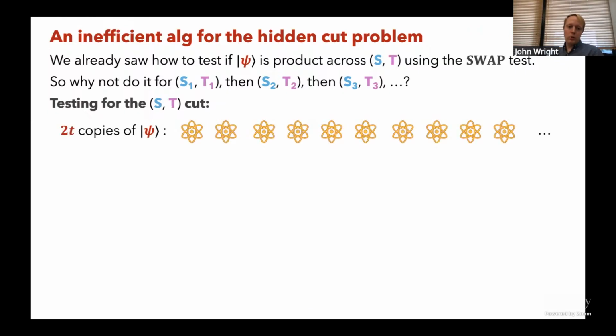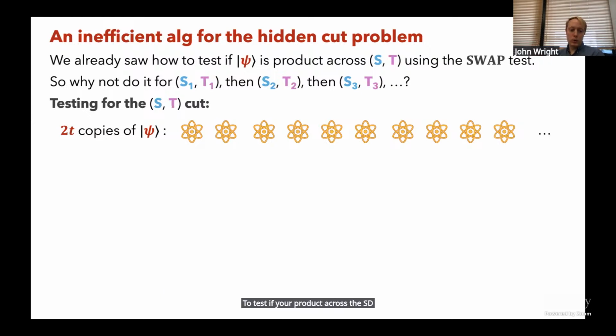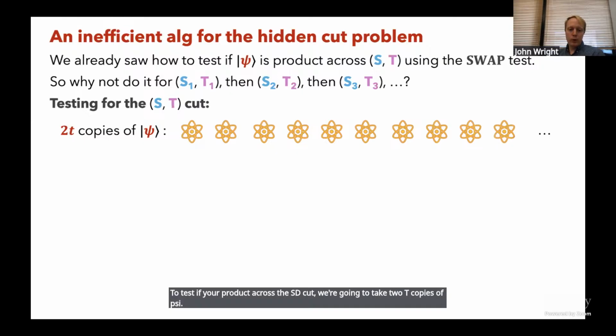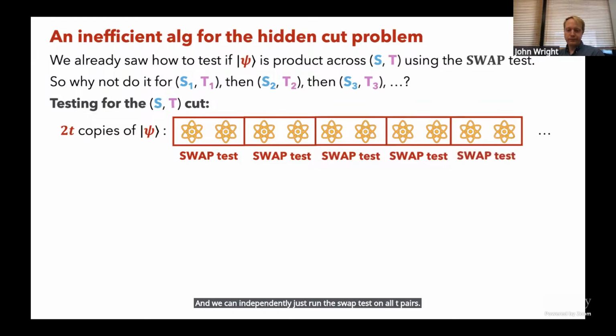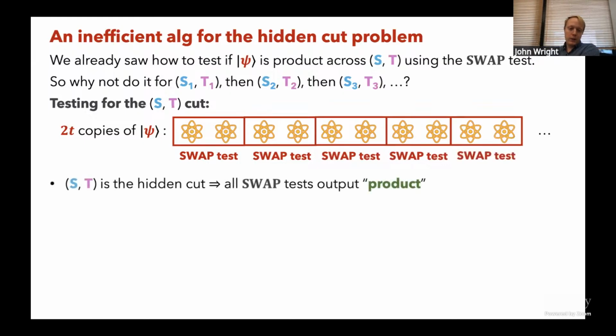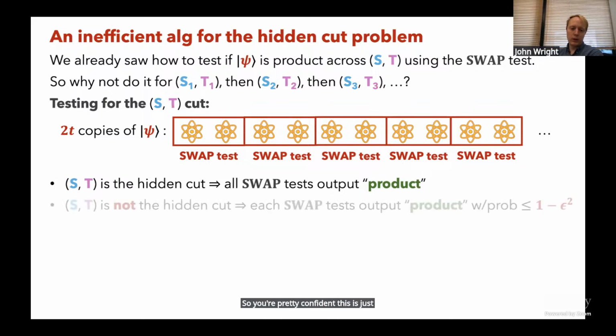So what we're going to do is, instead of just taking two copies of psi to test if you're a product across the ST cut, we're going to take two T copies of psi. And if we do that, we can group our copies into T pairs. And we can independently just run the swap test on all T pairs. Okay, so if ST is indeed the hidden cut, then every swap test is guaranteed to output the word product. And so you'll just get T products. So you're pretty confident this is product across this cut.